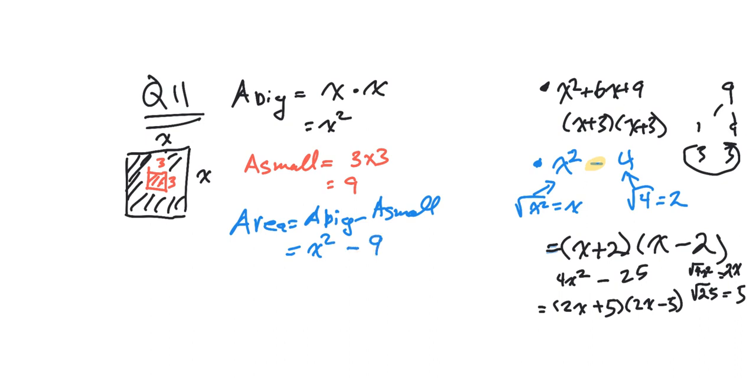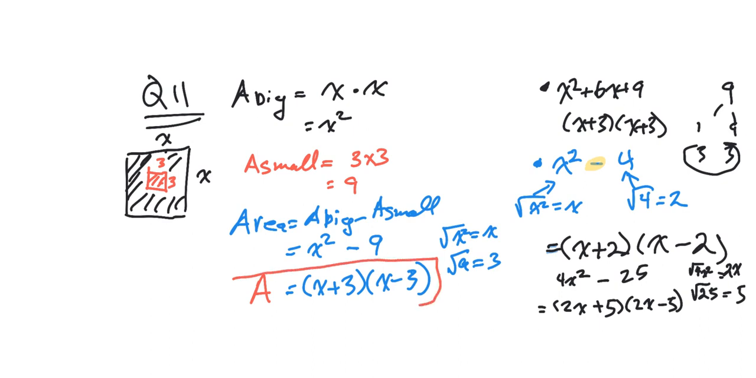Now, if I look at that problem, I have a perfect square because I can take the square root of x squared, gives us x. The square root of 9 is equal to 3. So now that goes and allows us to write x plus 3 and x minus 3. And that is our factored form for the area that we were looking for. So A is equal to that factored form, and we're done.